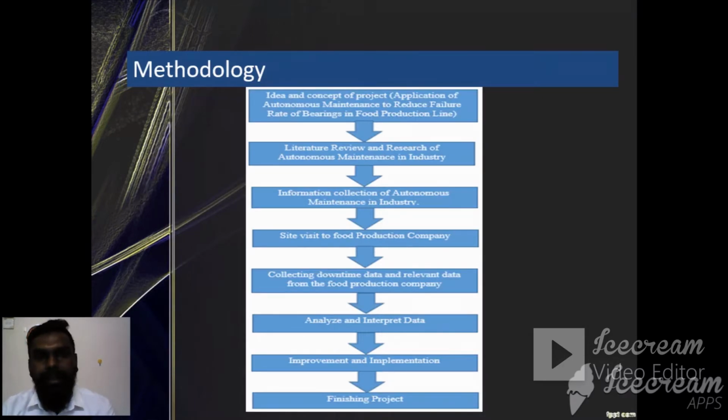Okay, this is the methodology of my project. Okay, this is the flow chart. The first one, idea and concept. The second will be the literature review. Third is information collection. The next one is site visit to the production. The fifth one, collecting downtime data. Sixth one, analyze and interpret data. The seventh is improvement and implementation. And the eighth is finishing project.